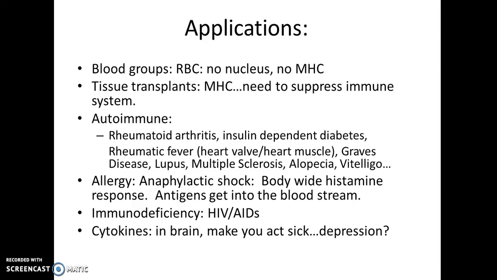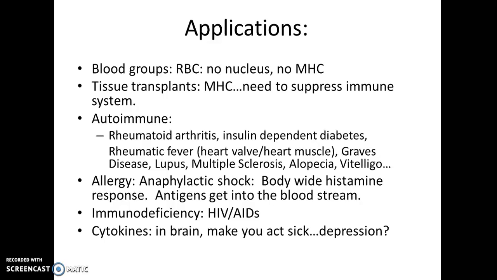Now, how do we apply this stuff? Well, blood groups A, B, and O: the red blood cells do not have a nucleus, so the only protein that we have to worry about matching is the A protein, the B protein, or the lack of protein. Okay? Since there are no MHCs, we don't have to worry about tissue typing, because that's what we do when we tissue type. We look at the MHCs.